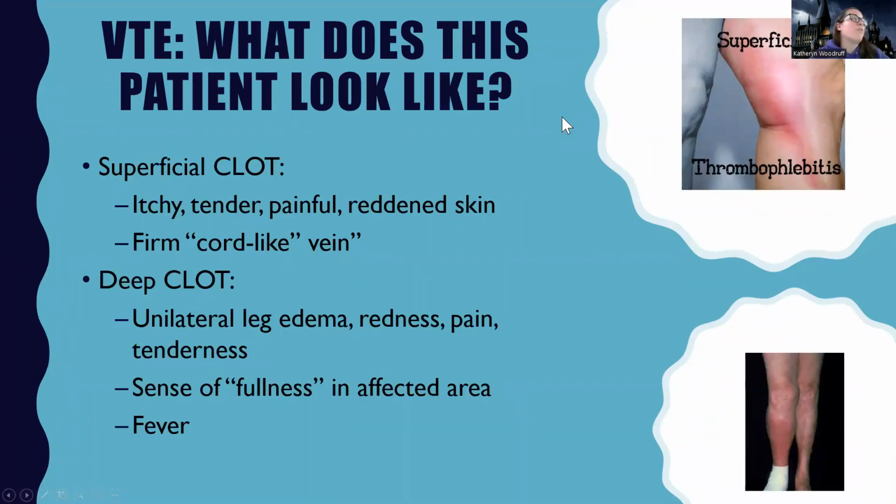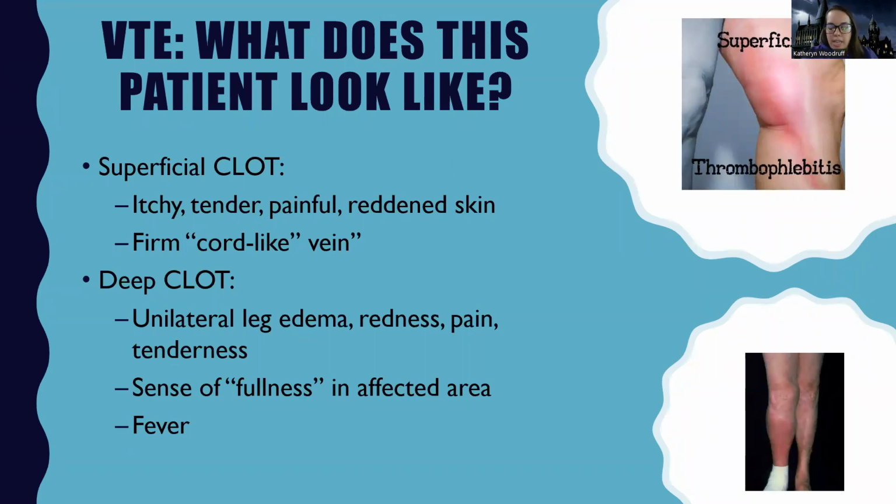So blood clots can be superficial or deep. With superficial, the skin is going to look kind of tender, painful, and red. It may be itchy to the patient, and you're going to see kind of a firm or cord-like vein, very easy to see.